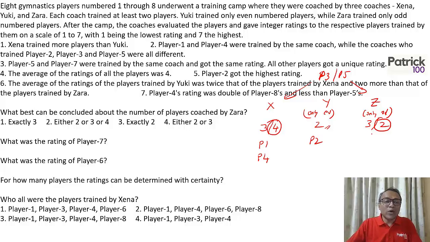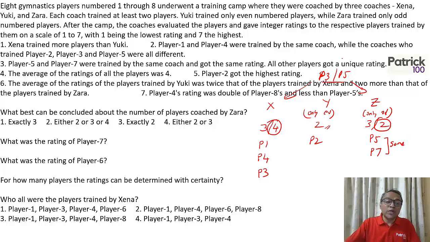As and when you get some idea, go ahead with it. But go systematically, one after the other. Player 5 and 7 were trained by the same coach. So same coach, it can't be X, because if it is trained by X, there will be 5 players with X, because there should be 2 even numbered players and then P1, P3, P5, not possible. So P5 and P7 have to be trained by Z. If P5 is trained by Z, P3 will be trained by X. So P3 and P5 are different coaches, and they have the same rating points.